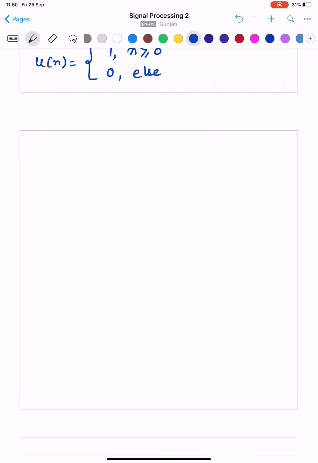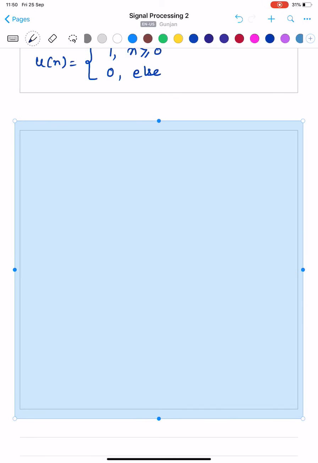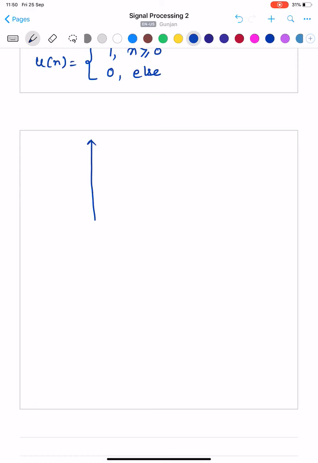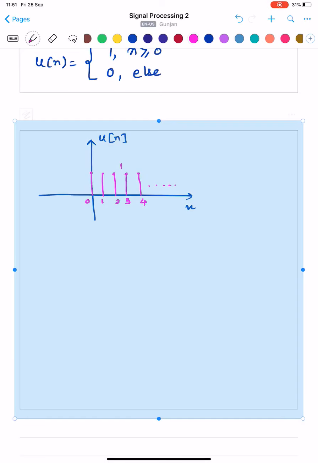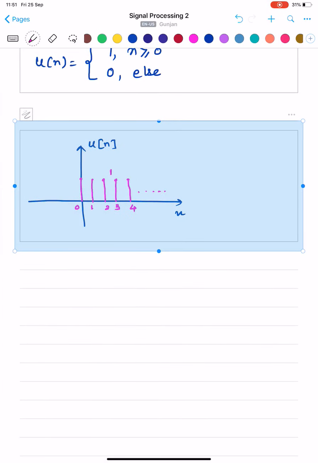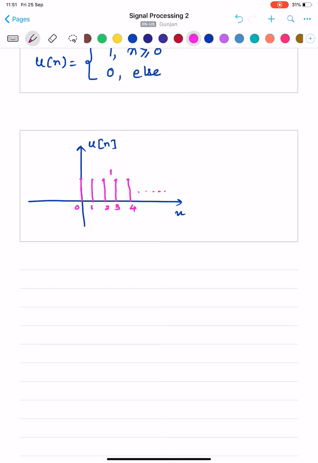So if I sketch it, this is the time axis, and if I say it as u[n], then this is the way you will plot it: 0, 1, 2, 3, 4 and so on, which means it keeps on going up to infinity for all the points which are greater than equals to 0. So this is the first unit step signal.